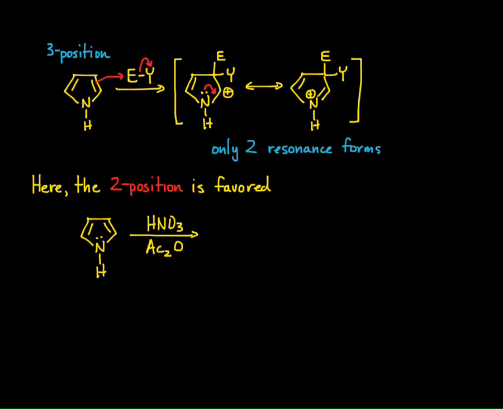And indeed, we can see this when I take pyrrole and react it with nitric acid in acetic anhydride. I do get both products forming, 2-nitropyrrole and 3-nitropyrrole, but the 2-nitropyrrole is highly favored at 80% product distribution versus 20% of the 3-nitropyrrole. And of course, we can look at reactions of furan and thiophene as well.